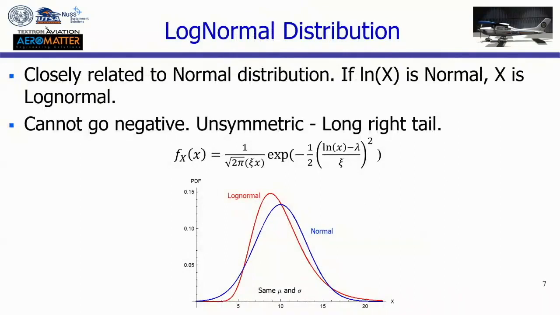Next, we talk about log normal distribution. This is closely related to normal distribution. So if the log of the values is normally distributed, then your variable is log normally distributed. That means that the values, before you take the log, can't be negative. They have to be positive. This is an unsymmetric distribution with a long right tail. The PDF function is shown here. You can see it's very similar to the normal distribution, just you have an ln of x inside the exponential and an x outside here in the denominator.